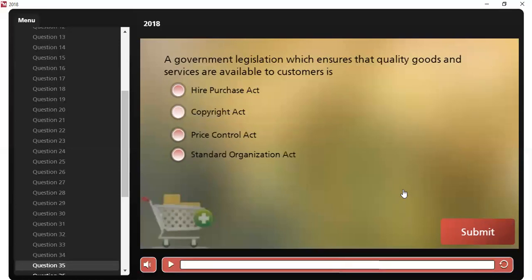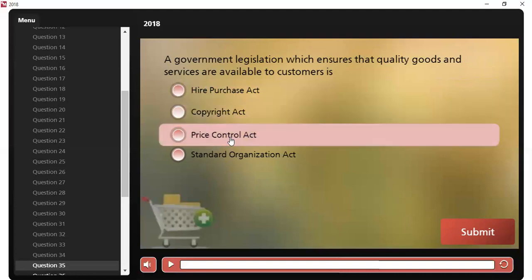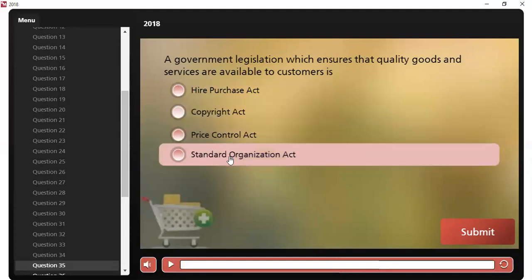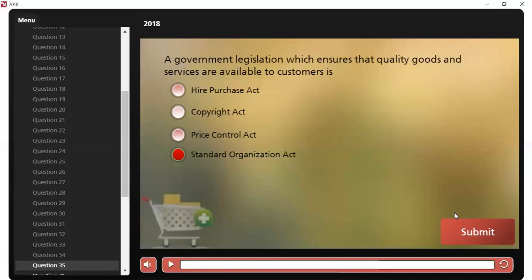Okay. A government legislation which ensures that quality goods and services are available to customers is Hire Purchase Act, Copyright Act, Price Control Act, Standard Organization Act. Standard Organization Act is a government legislation which ensures that quality goods and services are available to customers.